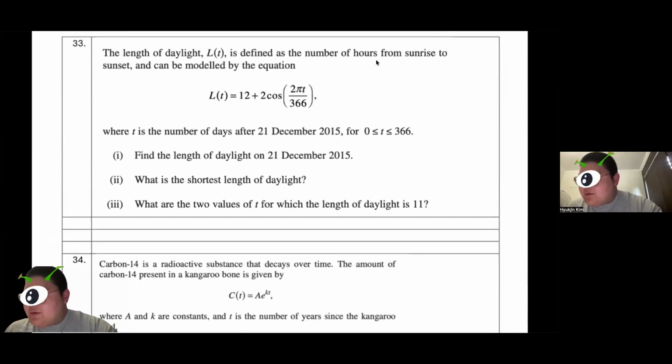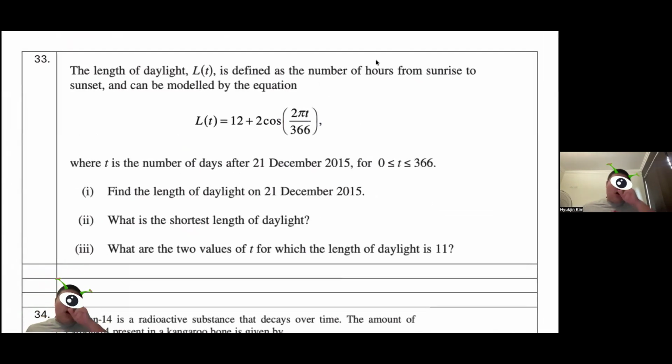Oh, I didn't give you a lot of space for this one, did I? Now this is a comprehension question. Algebra itself is pretty okay.